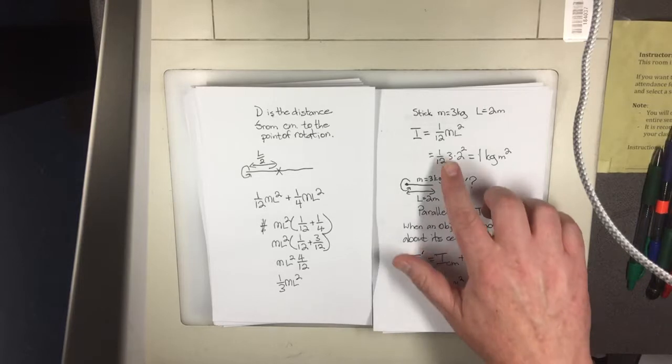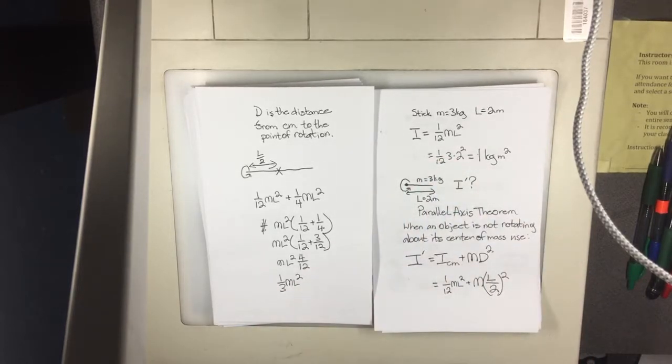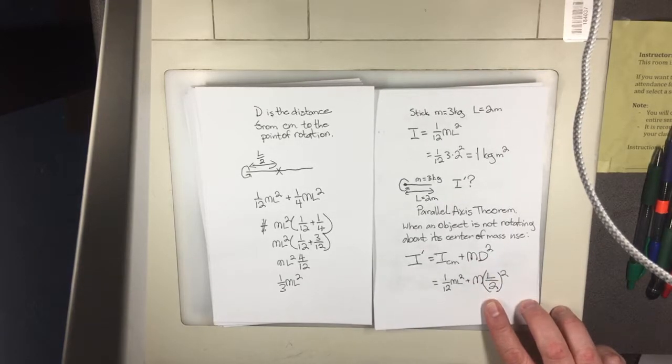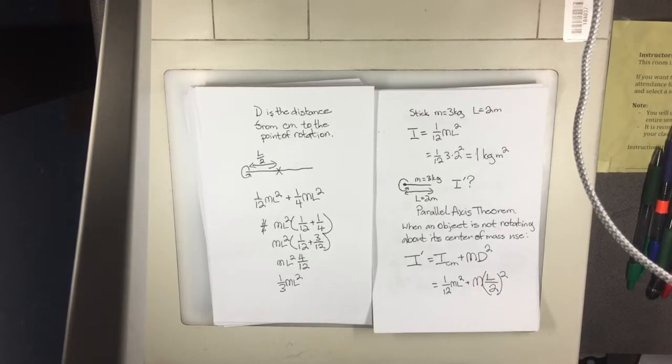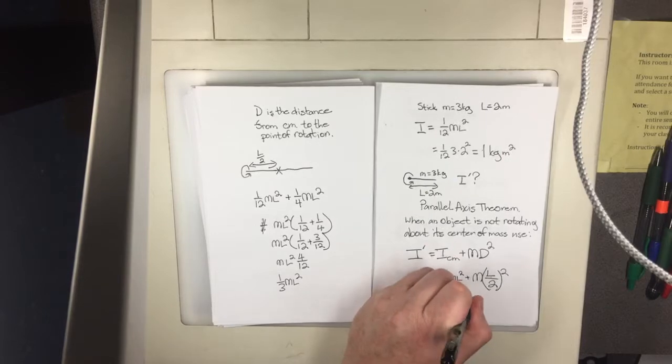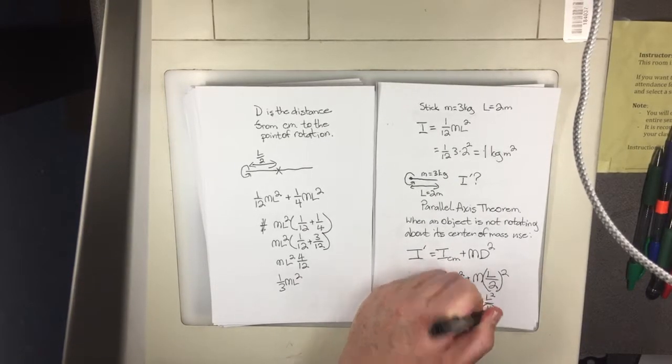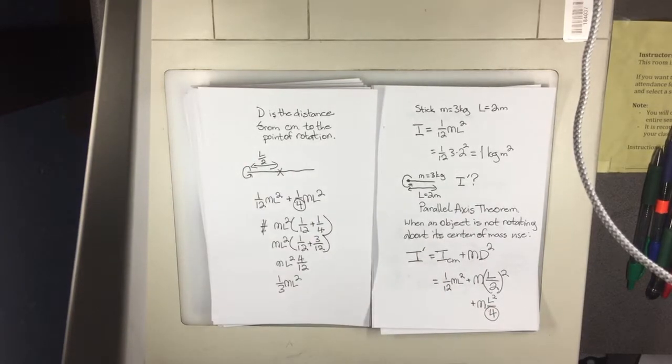And you can see that it increased from 1/12 to 1/3. So the moment of inertia does go up. Yes? I thought it was L over 2. Where did the 1/4 come from? Okay. Yes, D is equal to L over 2. But what happens when you square it? It becomes L squared over 4. And so that's where it goes.